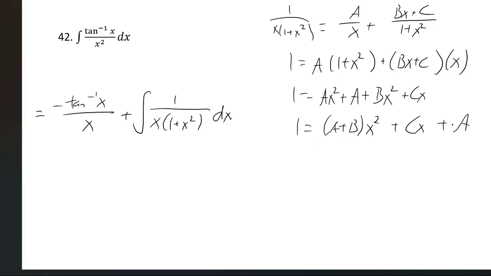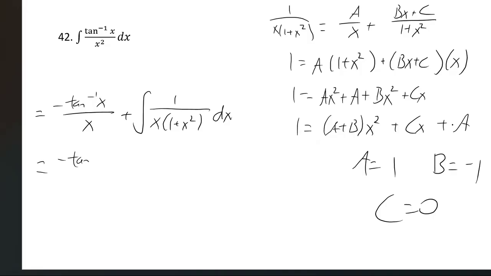Actually, this is easier because this constant needs to equal the constant over there, so A is equal to 1. There's no x squared term on the left, but there's an A plus B times x squared on the right, so B must be negative 1 because A plus B must be 0. And C must be 0 because there's no linear term, or first degree term, I should say, on the left-hand side. So there's our partial fraction decomposition.